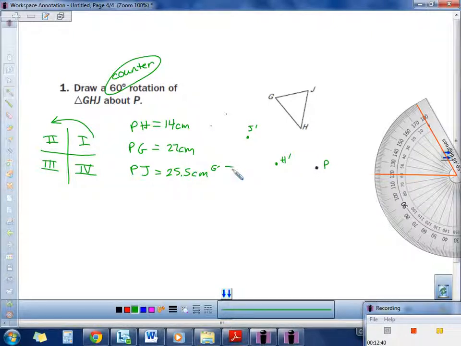Now I have one left along G. P to G is 27 centimeters on mine. So 27 is about right here. There's my G prime, and now all I need to do is connect my points. And now I'm done. There's my new prime shape, rotated 60 degrees counterclockwise.